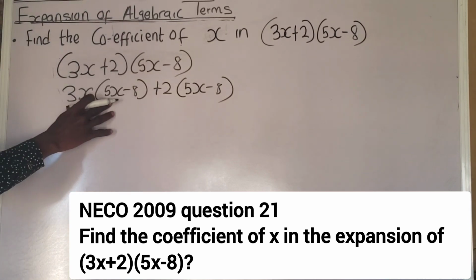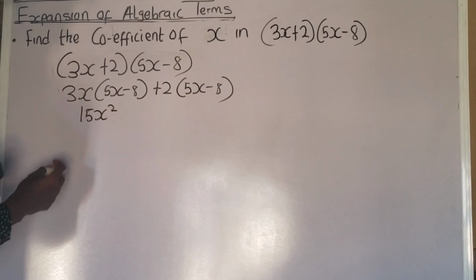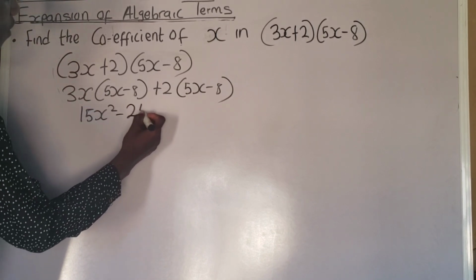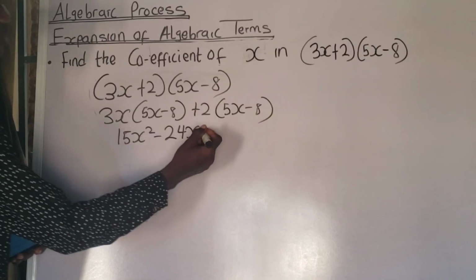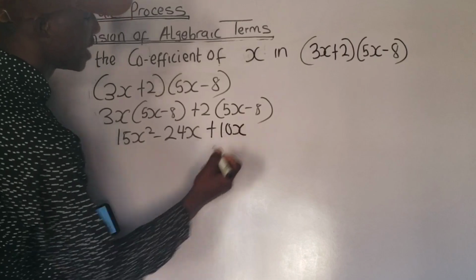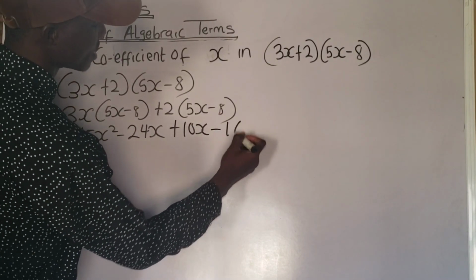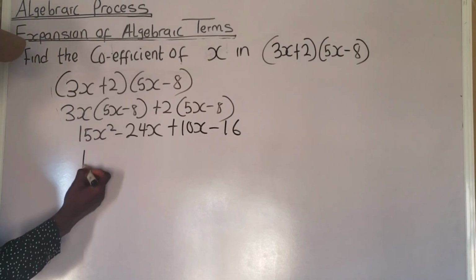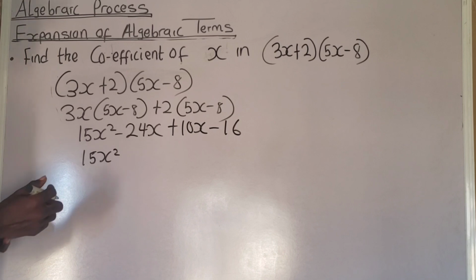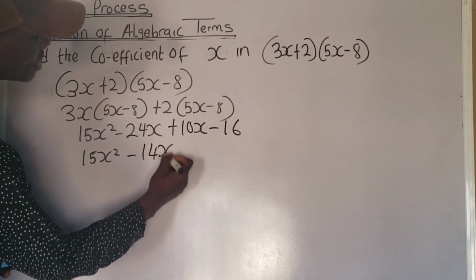Okay? 3x multiplied by 5x, I'm going to have 15x squared. 3x multiplied by negative 8, I'm going to have negative 24x. Plus 2 multiplied by 5x, I'm going to have positive 10x. Plus 2 multiplied by negative 8, I'm going to have negative 16. Do you understand? Okay? I'm going to have 15x squared, negative 24x, positive 10x. That will give me negative 14x. Do you understand? So in this place, I'm going to have negative 14x negative 16.